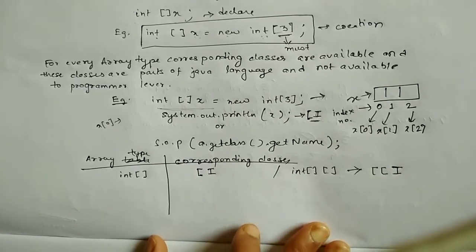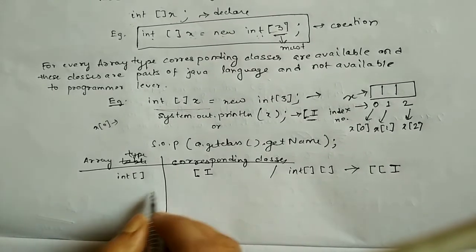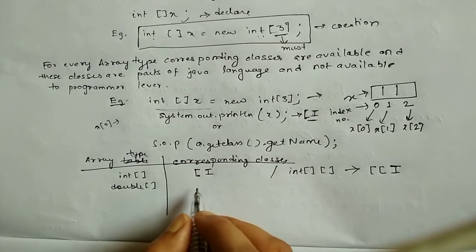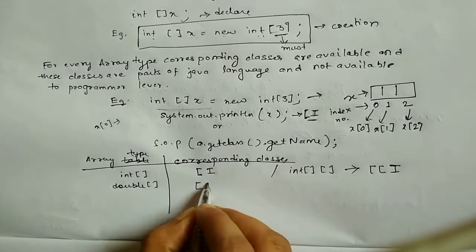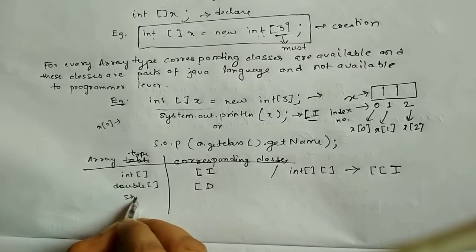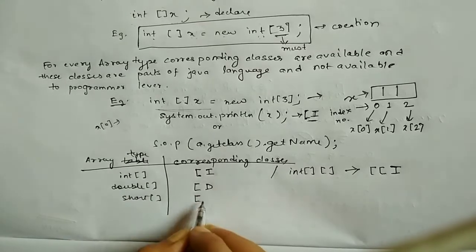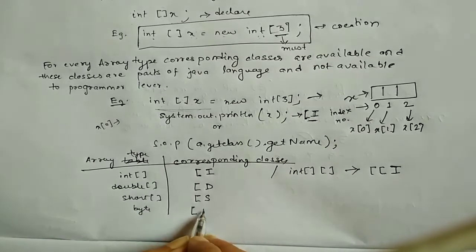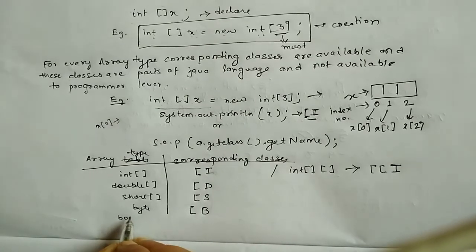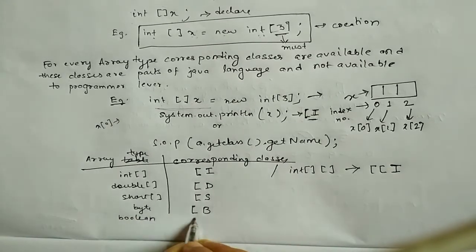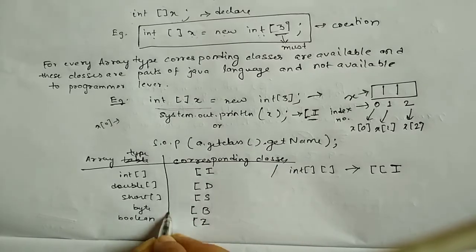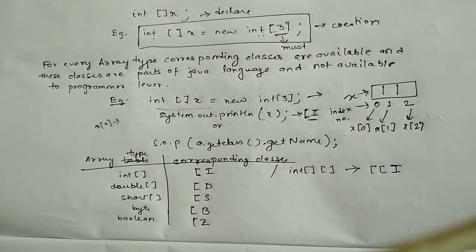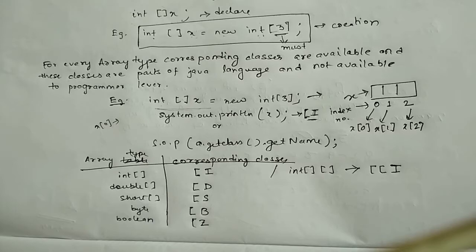In a similar manner, we can also create an array of double data type. We get square bracket and capital D, short is square bracket capital S, byte is square bracket capital B, boolean is square bracket and capital Z. So these are a few names of the classes associated with each array type. So you have to remember this.